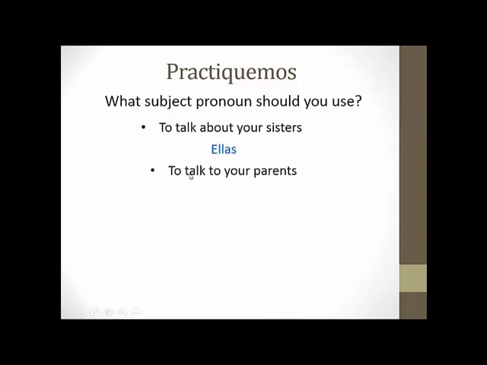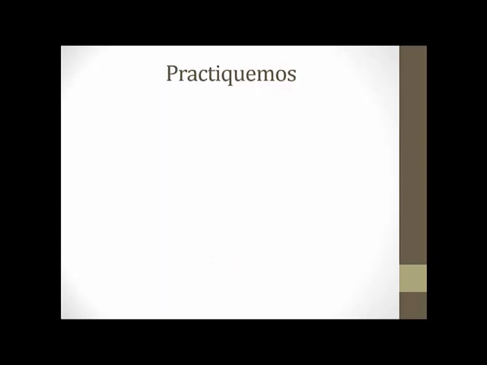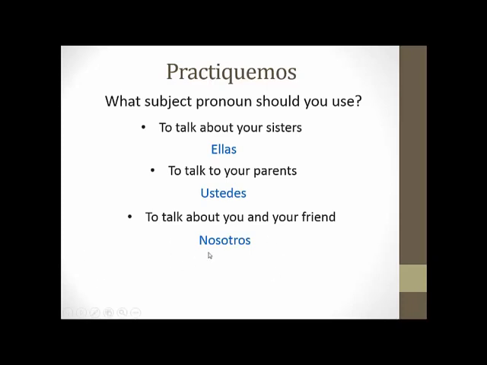To talk to your parents, okay, so you're talking to them, which means you want to use a form of you. We have two singular ones and a plural one, and because you have two people you're talking to, you want to say you all or you guys. So the answer here is ustedes. Okay, to talk about you and your friend. So you are in the group, your friend is in the group, you are talking about yourself and your friend. So you want to say we. Nosotros is one way you could use, but if you are a girl and your friend is a girl, then this could be nosotras.